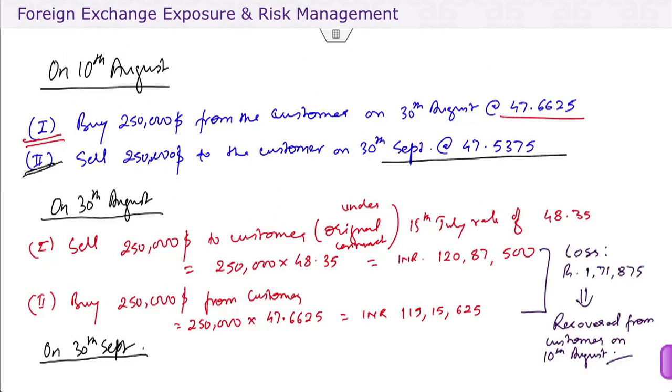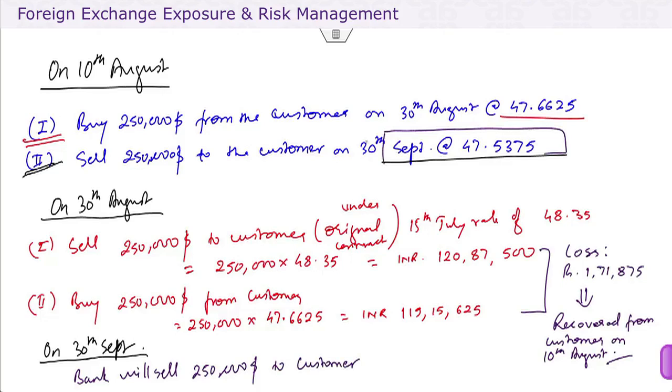So what would happen in this case now would be that there would be only one transaction, the execution of the obligation that the bank has taken with the customer. So the bank will sell $2,50,000 to the customer at the agreed price. Now the price that we are talking of here is the September's price, at 47.5375.